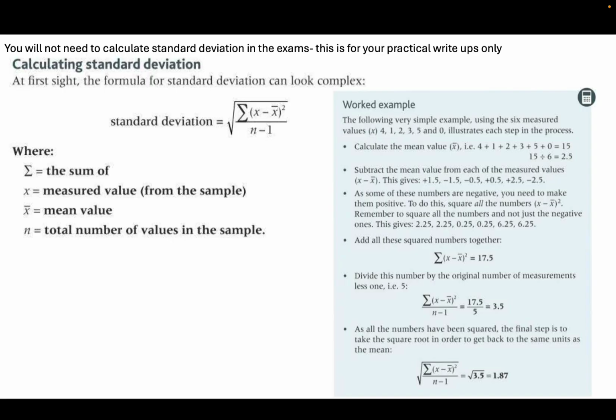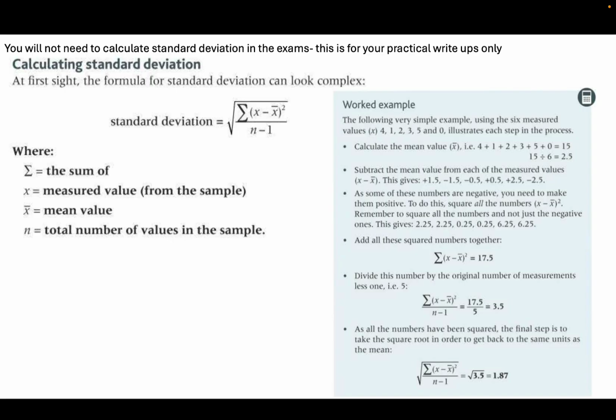So n is the number of values, so n minus 1 would be 5. So you do 17.5 divided by 5, which is 3.5. And then the final step after you've done all of this is to square root your 3.5, which gets you 1.87. So the standard deviation of the sample of the values 4, 1, 2, 3, 5, and 0 is 1.87.